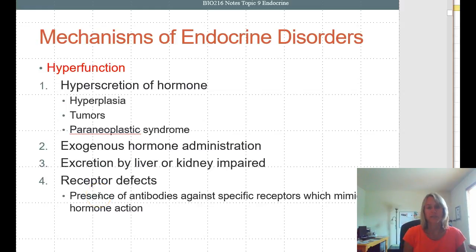We can have the presence of antibodies against specific receptors which mimic hormone action. An example of this would be Graves' disease, where we have autoantibodies that are like TSH that act on the thyroid gland and cause too much production of thyroid hormone from the thyroid gland.